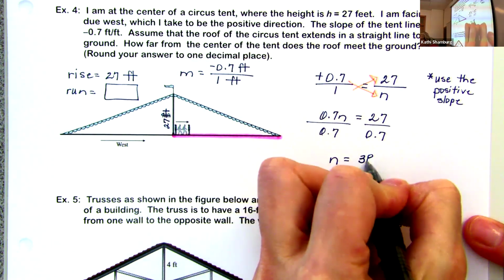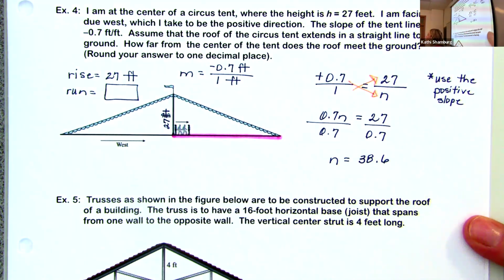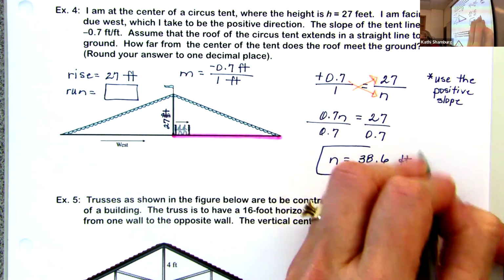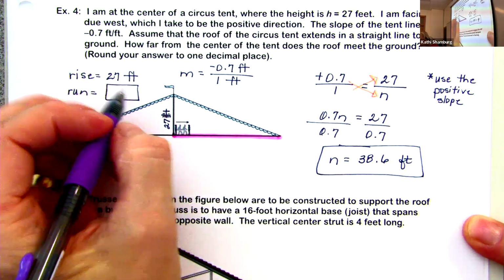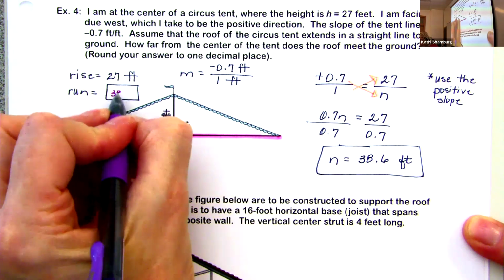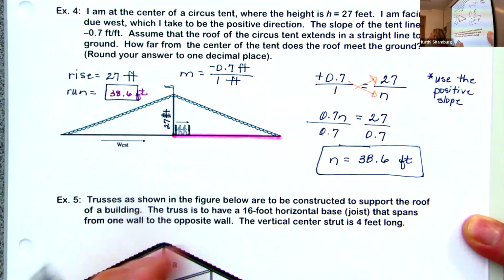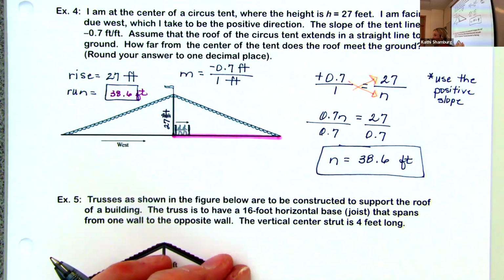Do I have that confirmed? She got 38.6. Yes. Okay. And what are we talking about here? Feet. So the run is 38.6 feet. Now, we know in WebAssign, it's going to say the word feet there for you, and you only have to put in the number.